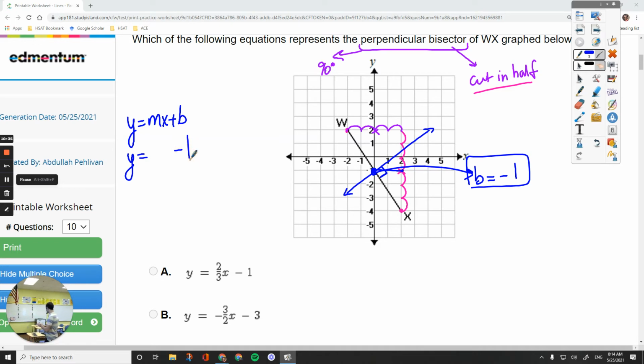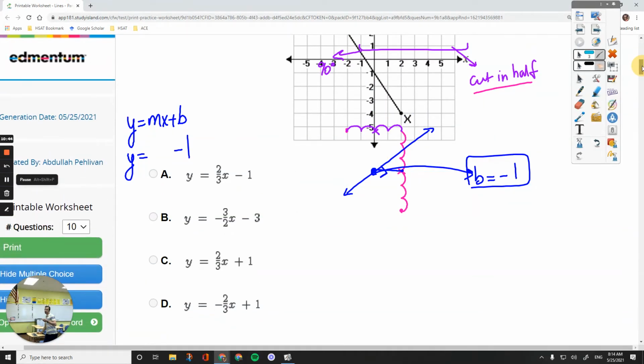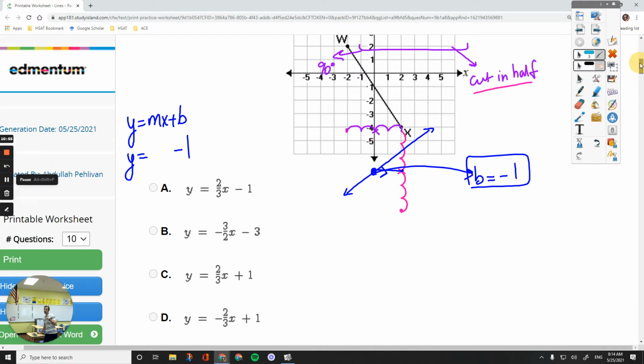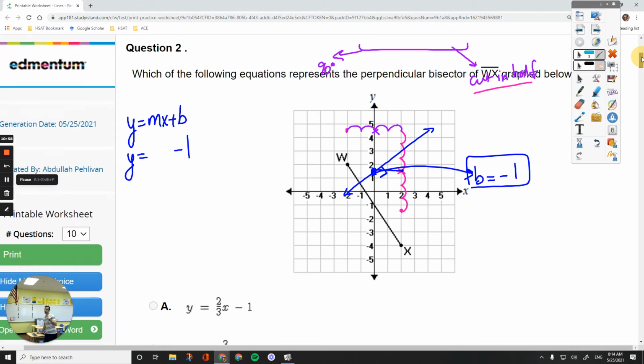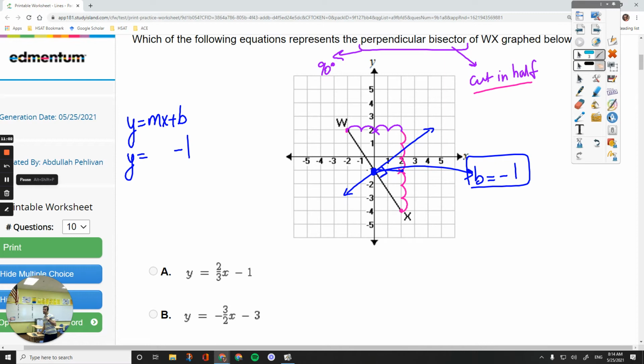So if I just scroll down and see how many -1s I have, I might as well end up with my answer. Okay, there's only one -1. The other one is -3, but the blue line is not going to pass through -3. It is not going to pass through +1 either. So I know that the answer is going to be A for sure, but let's just complete the question, because I don't know if you're going to have more than one option when you do your questions.